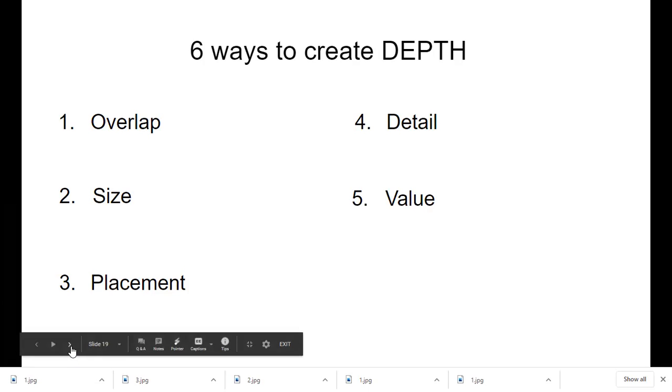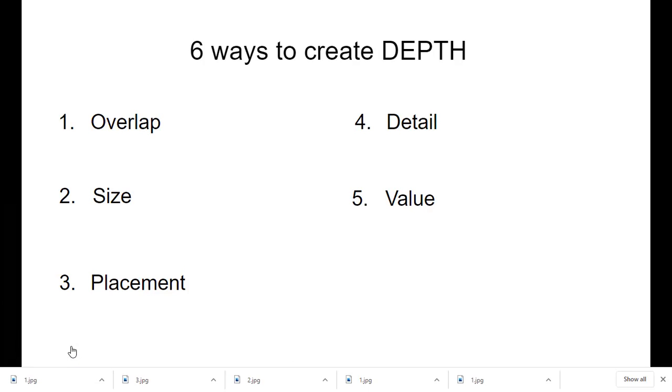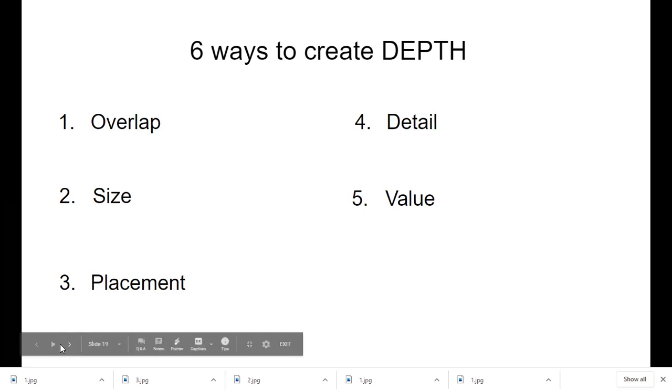The 5th one is value. The darker it is, our brain interprets that to mean close. And the lighter it is, our brain interprets that to be far away, like there's a lot of atmosphere and air getting in the way and making it kind of hazy and lighter.